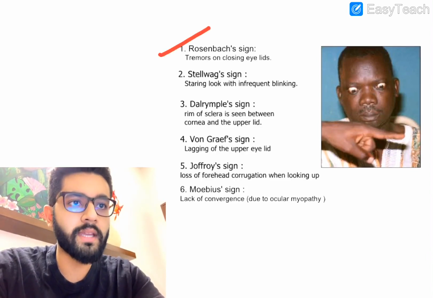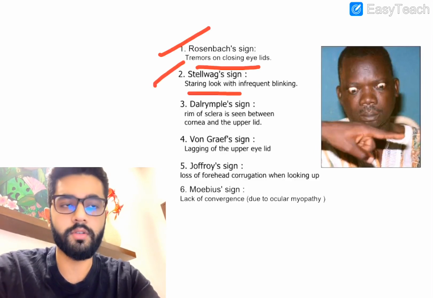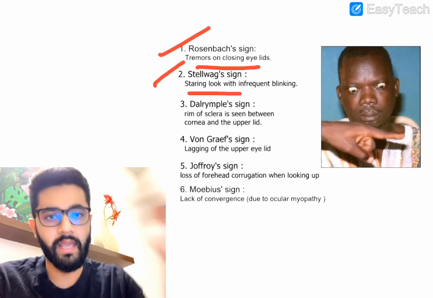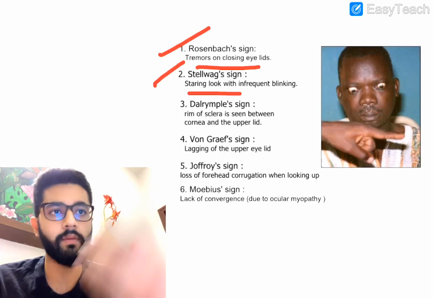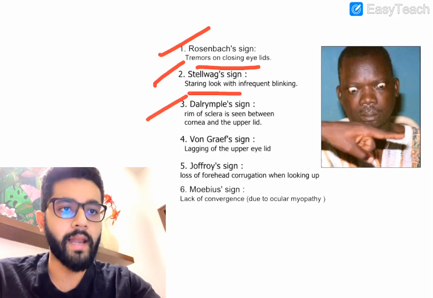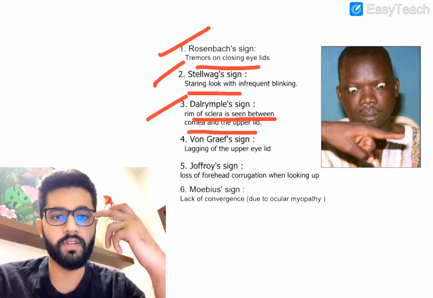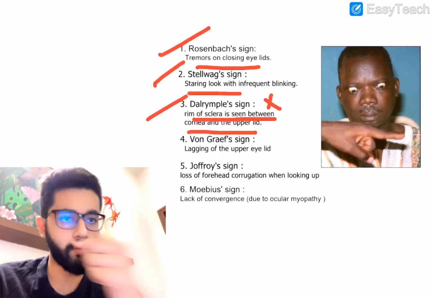Rosenbach sign is tremors on closing the eyelid. You can see that. Stellwag sign is staring look. So S for S. Stellwag, staring. And staring obviously means less blinking. So if I keep doing this, I'm not blinking enough. So Stellwag for staring or less blinking. Dalrymple sign, a rim of sclera is seen between the cornea and the upper lid, I showed you in the previous photo. Dalrymple sign, most common, most important.